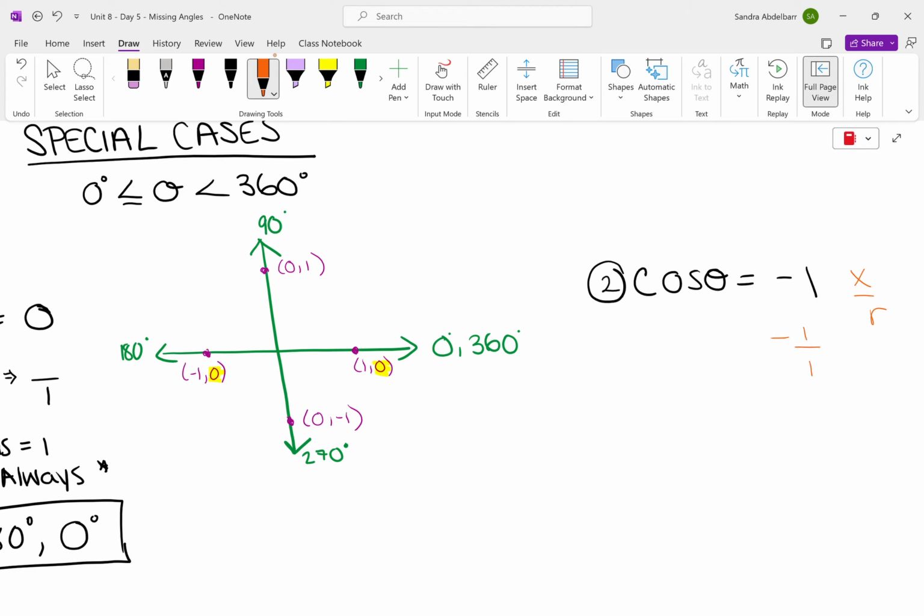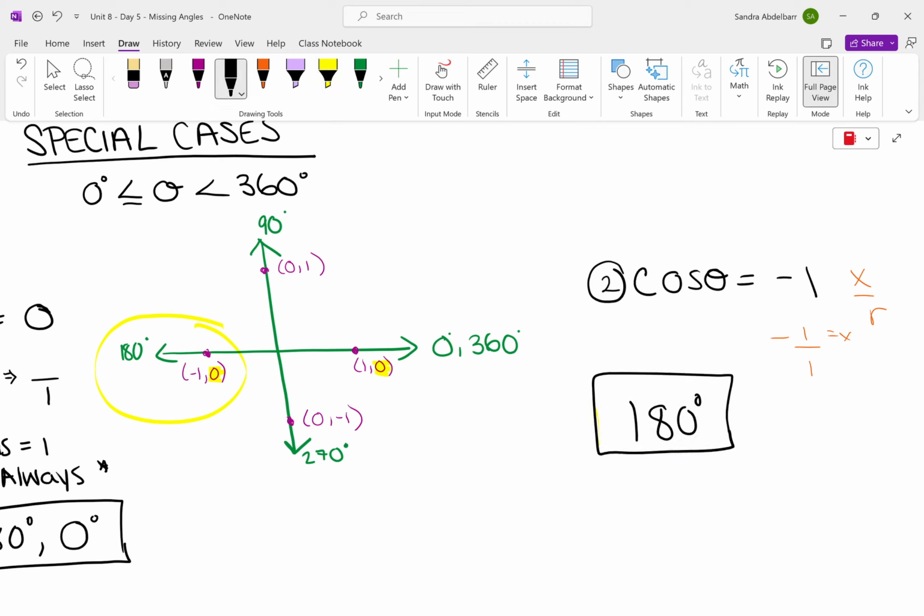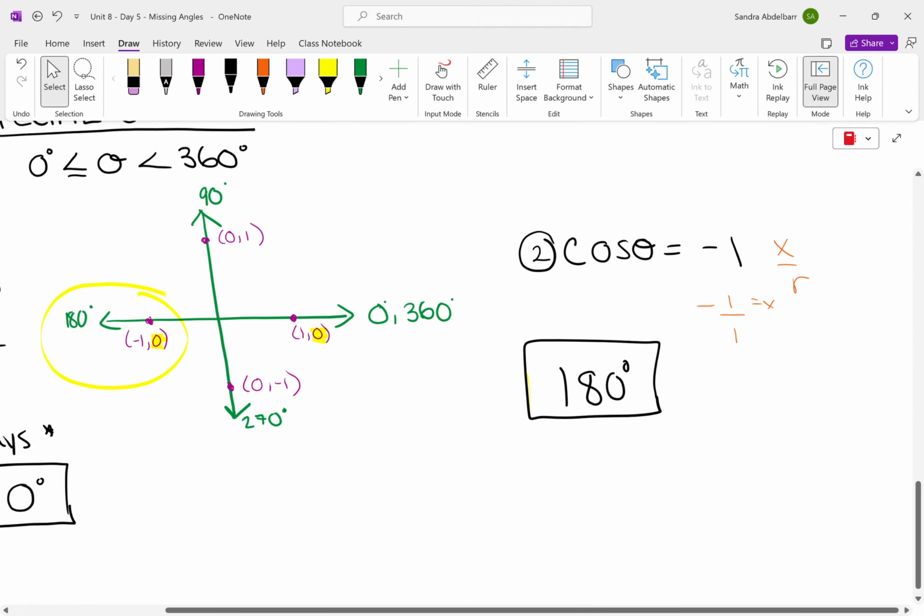All right, what does this look like? So cosine of theta, isn't cosine x over r? And r is always 1, so we have negative 1 over 1. So I need where my x is negative 1. So we're going to look, what's the only scenario where my x is negative 1? 180. Is it negative 1 anywhere else? No, so this is only 180 degrees. That's it, nothing else.